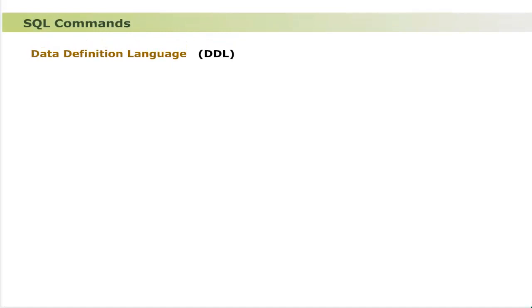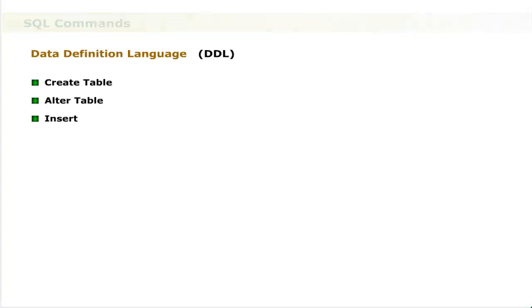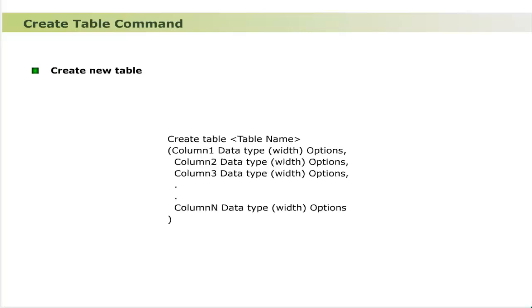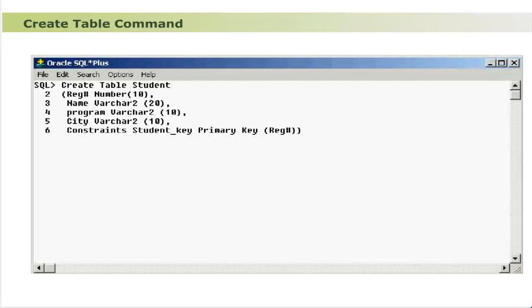Data definition language. The data definition language commands include create table, alter table, insert. Here is the detail of each. Create table command. The purpose of create table command is to create a new table. The general form is shown as. The general form starts with the reserved word create table followed by table name followed by list of columns separated by comma and enclosed in parentheses. Let us see an example that demonstrates how to create a table. This command creates a table student.